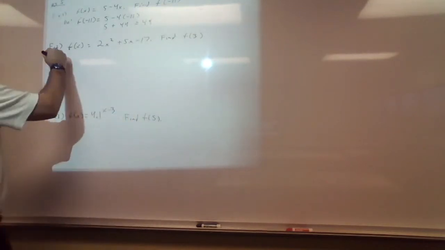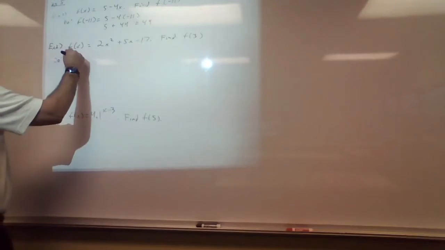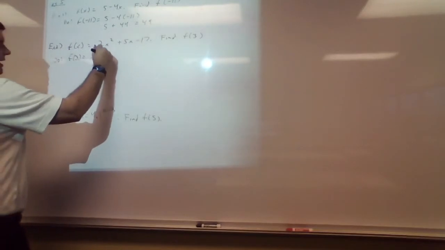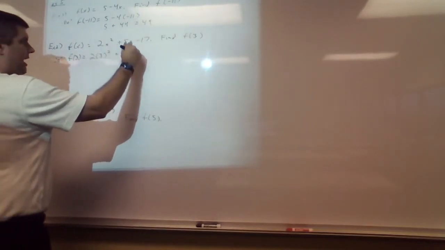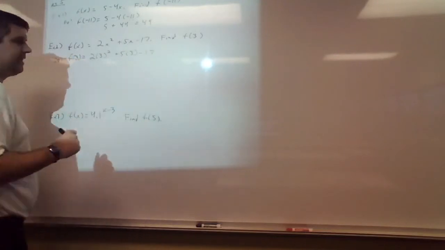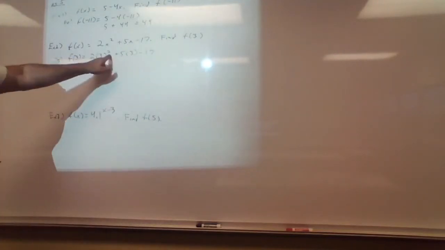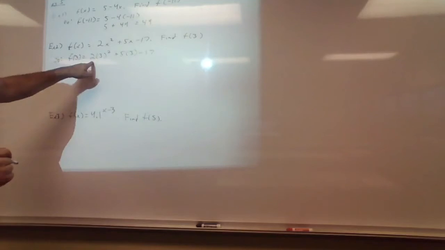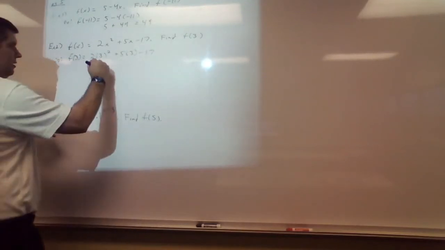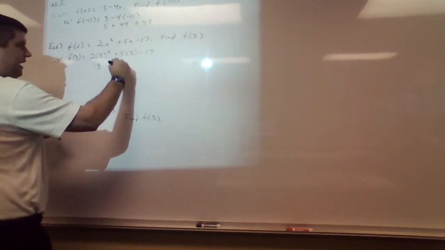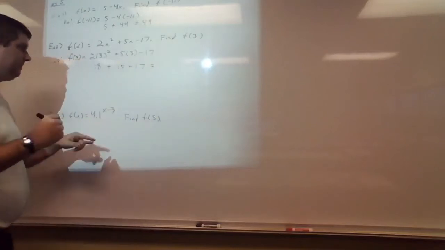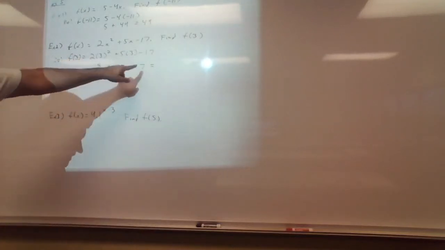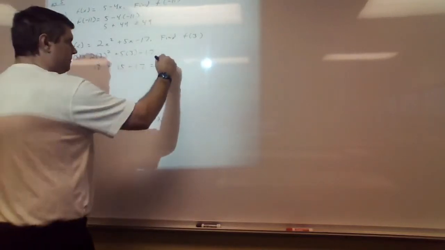This one, f of 3 would be 2 times 3 squared plus 5 times 3 minus 17. Well, 3 squared is 9. 9 times 2 is 18 plus 15 minus 17. 33 minus 17 is 16.